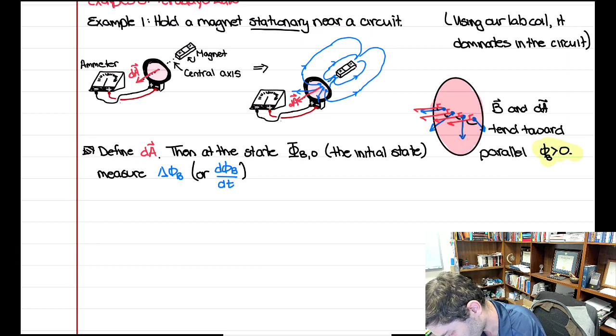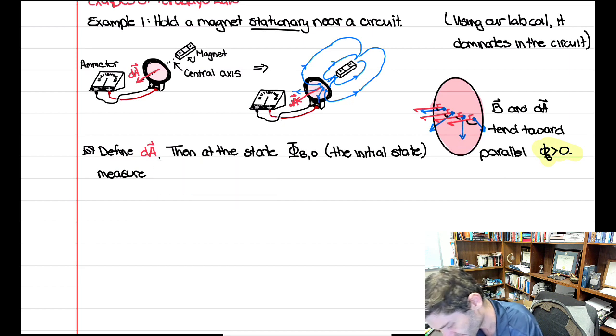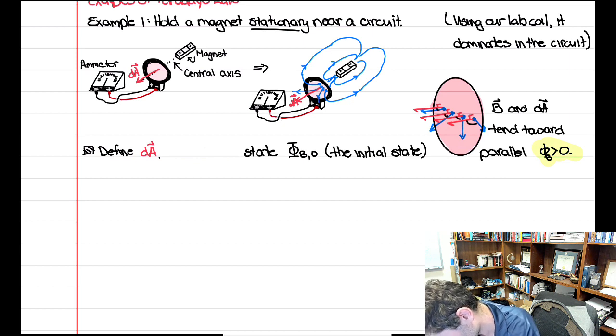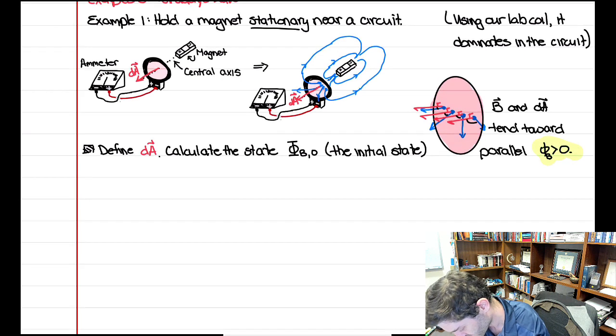Well, that can't be right. I have to take this back. How can I measure a change if it's one of the first days? Right. Then at the initial state, I'm going to calculate the state of the flux, the initial state.